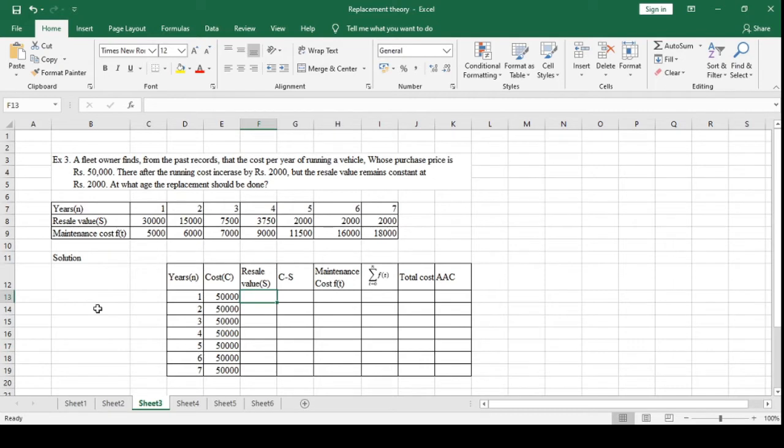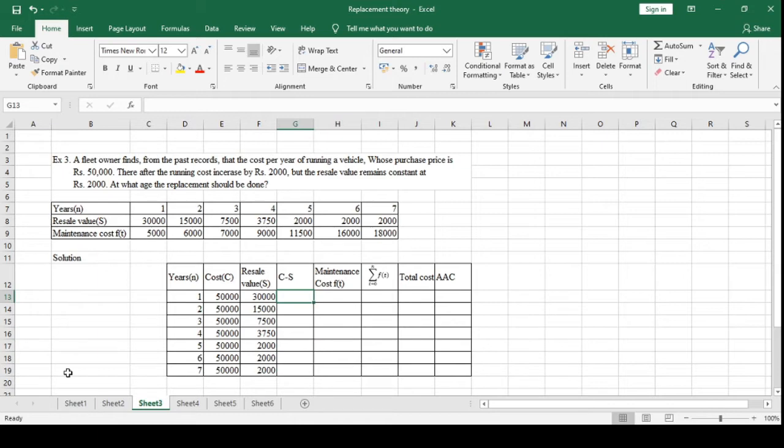Now next is resale value. What is your resale value? That is already given in your data. For the first year it is 30,000, for the next year it is 15,000, for the next year 7,500, then 3,750, then 2,000, and as it is said that the resale value will remain constant at rupees 2,000, we will write 2,000 in the 5th, 6th and 7th years.